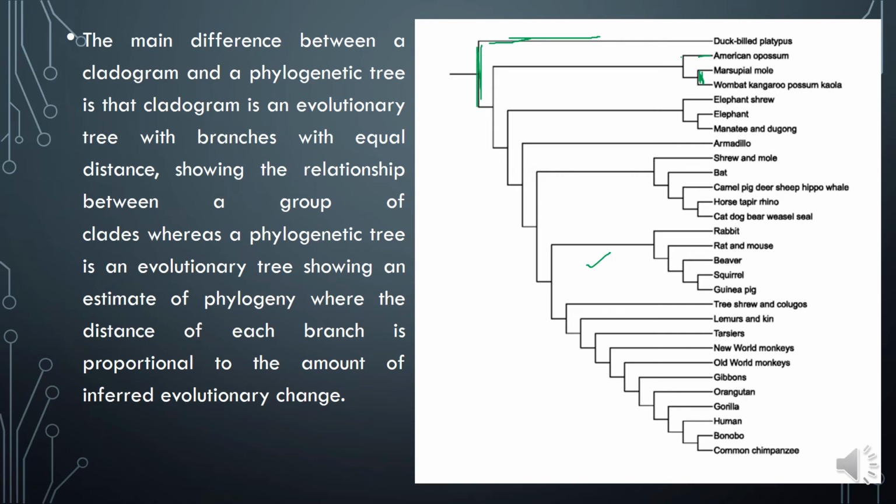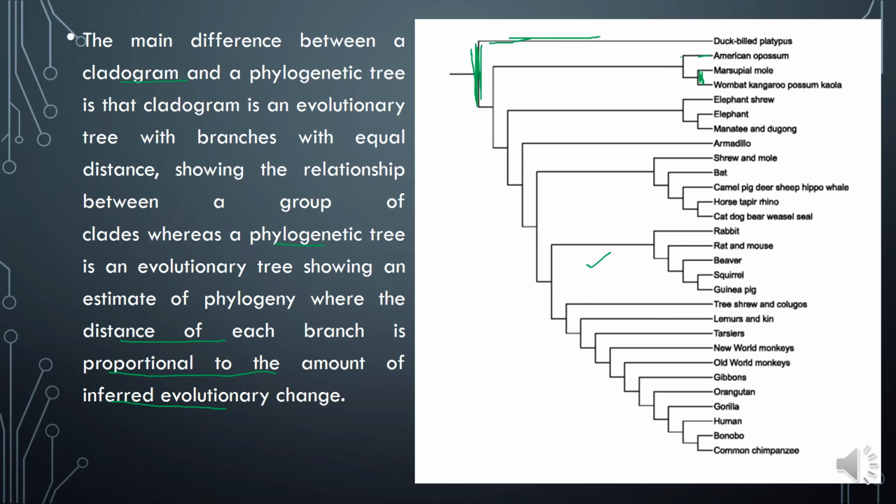So here in this phylogenetic tree, we see that the branch distances are of different lengths, and the length of the branch is directly proportional to their genetic distance. The more the genetic relatedness, the lesser will be this distance. This is the case of the phylogenetic tree, where the distance of each branch is proportional to the amount of inferred evolutionary change.